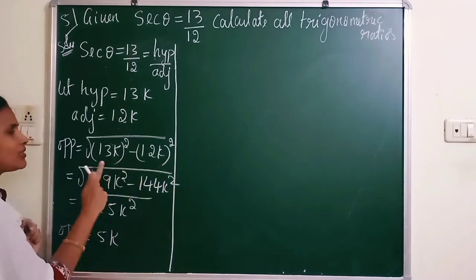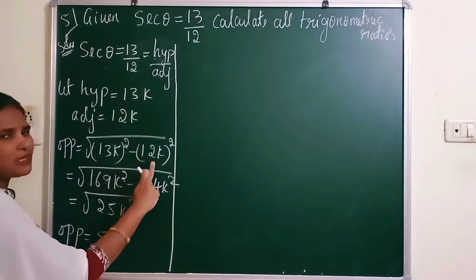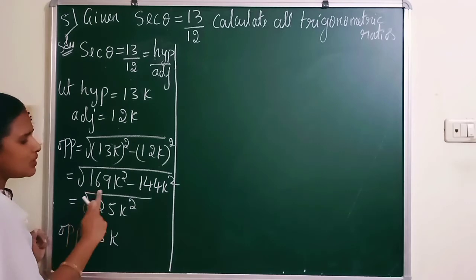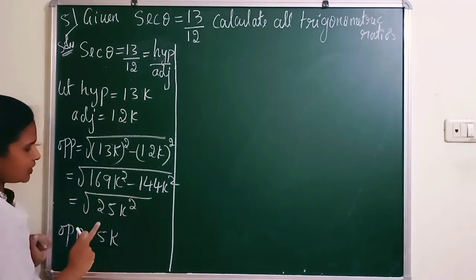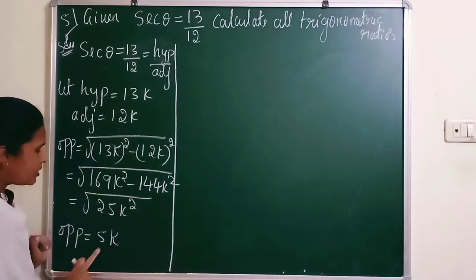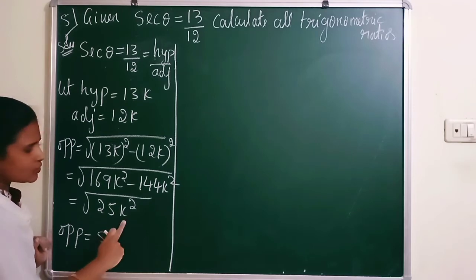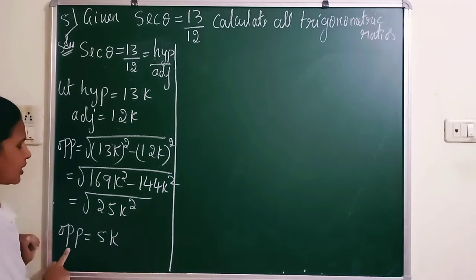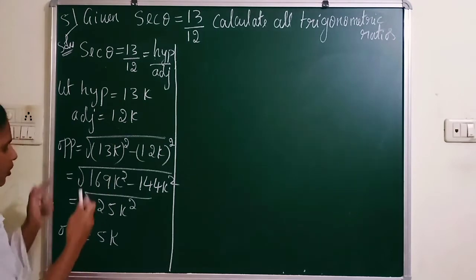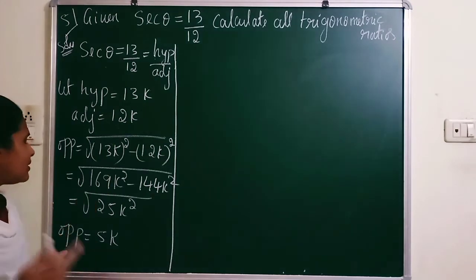So I write the values as they are: 13k whole square minus 12k whole square. 169k square minus 144k square, that is 25k square. Square root of 25 is 5 and square root of k square is k. So I got opposite, and we now have all three: hypotenuse, adjacent and opposite.